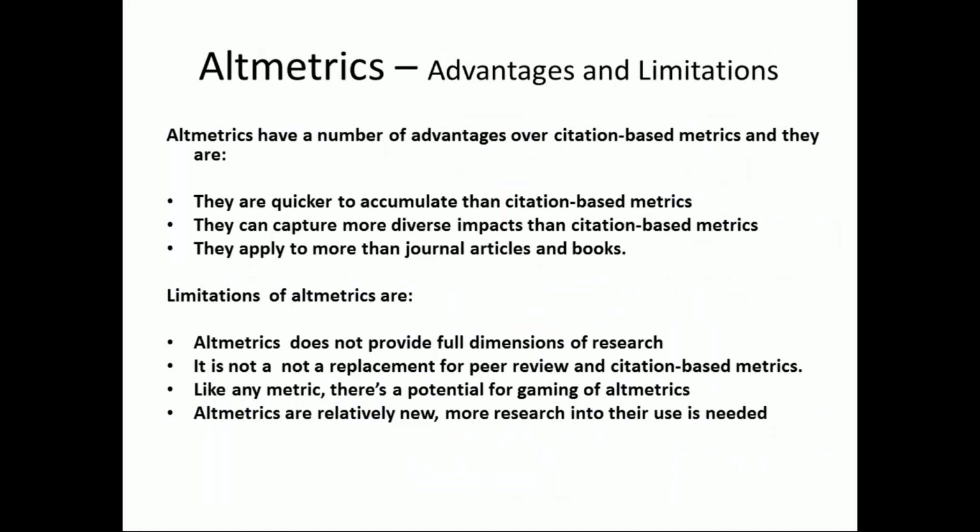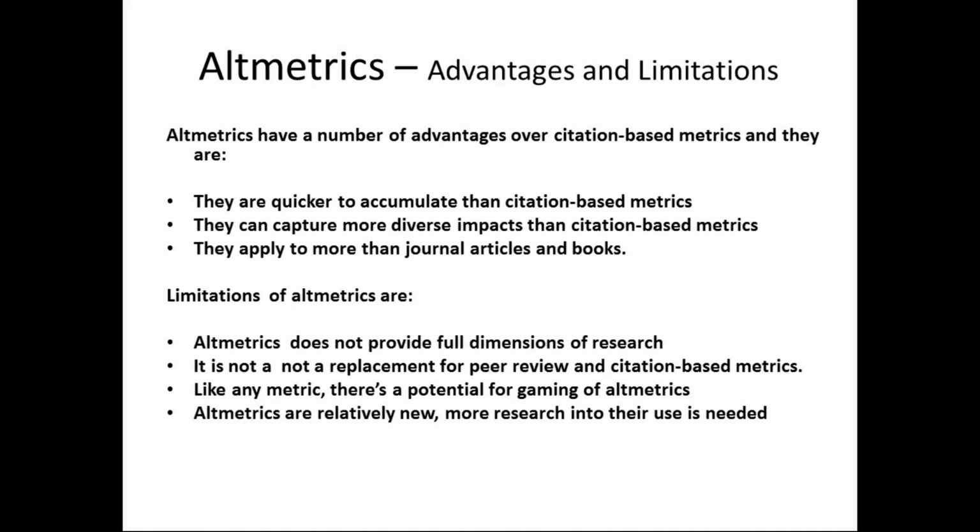Altmetrics have advantages and disadvantages. Advantages: they are quicker to accumulate than citation-based metrics. They can capture more diverse impact than citation-based metrics. They apply to more than journal articles and books. Limitations: it does not provide the full dimension of research. It is not a replacement for peer review and citation-based metrics.